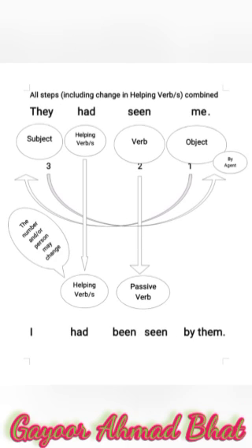Yet another example, they had seen me. Me is the object in the active sentence, it becomes subject, its case changed to I, nominative case, I. Had moves into the passive as had because it doesn't have a number or person distinction in the second form. Seen is the third form and we use a corresponding form of be, that's been. I had been, then the third form of seen is seen. I had been seen, and then they becomes the by agent, by them. The passive is I had been seen by them. This is how we change active to passive.